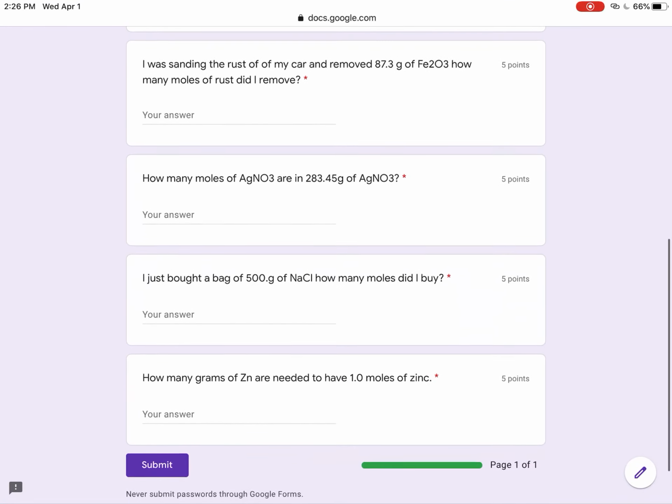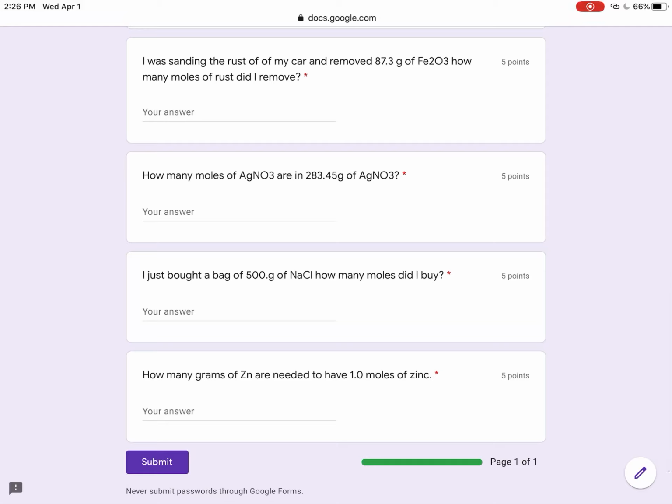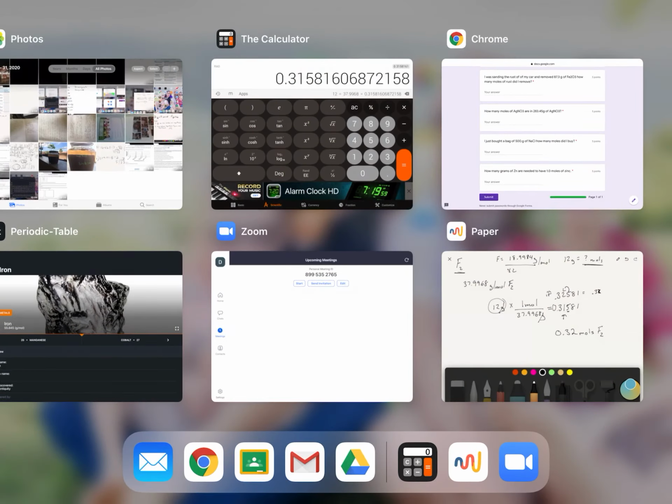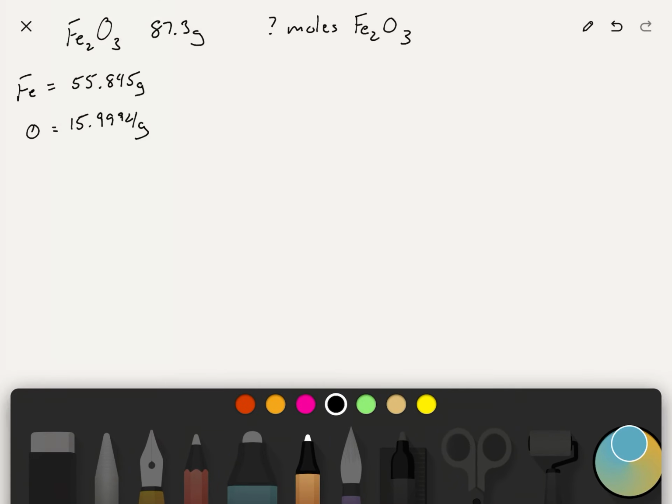And the final problem we're going to look at is: I was sanding rust off of my car and removed 87.3 grams of iron 3 oxide. How many moles of rust did I remove? So we have 87.3 grams of iron oxide. We are looking for moles of iron oxide.